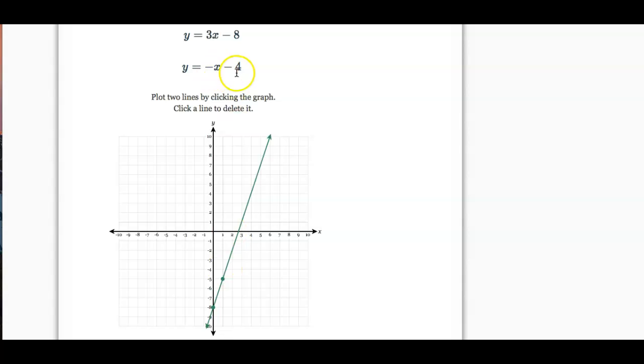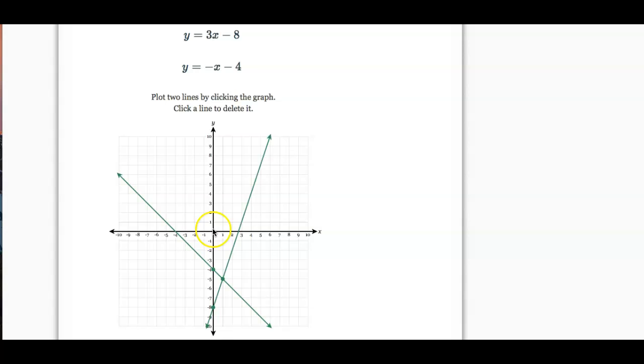And then this has a y-intercept of negative 4. So I'm going to go to negative 4 and draw a dot. And then this slope is -1 over 1. There's a 1 there that's not written, and it's over 1 that's not written. So from that point, I'm going to go down 1 to the right 1. So that's a slope of -1. This is a slope of +3. So they're going to intersect at the point 1, -5.